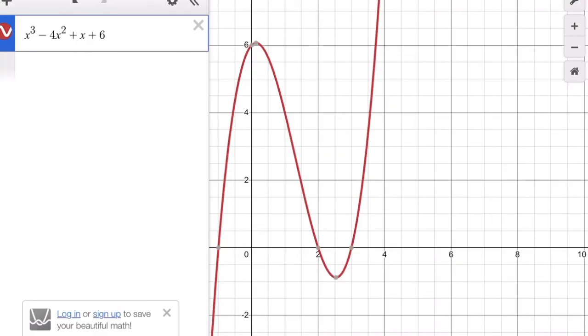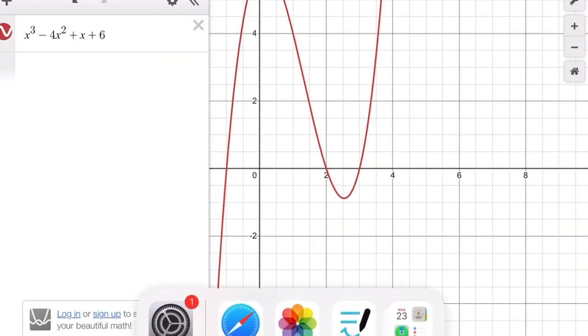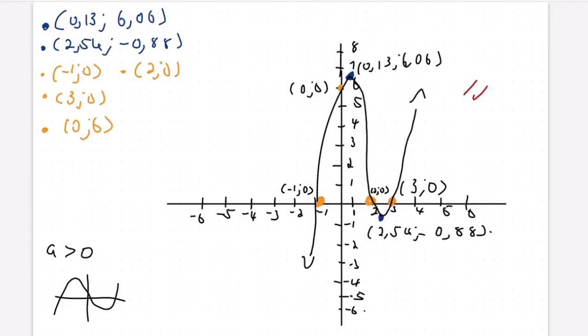If you zoom into this picture here, you'll find there's 2 comma 5 4 negative 0 comma 8 8 as a turning point or a stationary point. There are the 3 different x-intercepts. There's 0 comma 1 3 and 6 comma 0 6, and there's the y-intercept at 0 comma 6. So we know that we've actually sketched this quite correctly. Great.